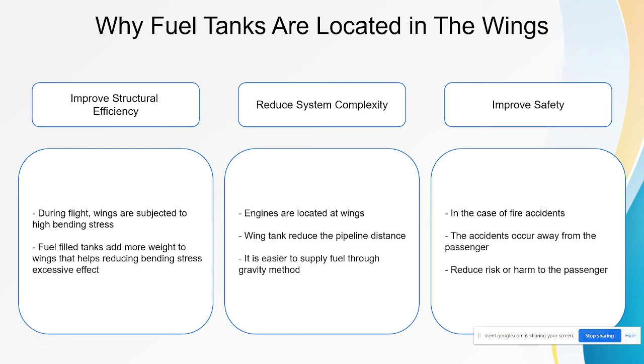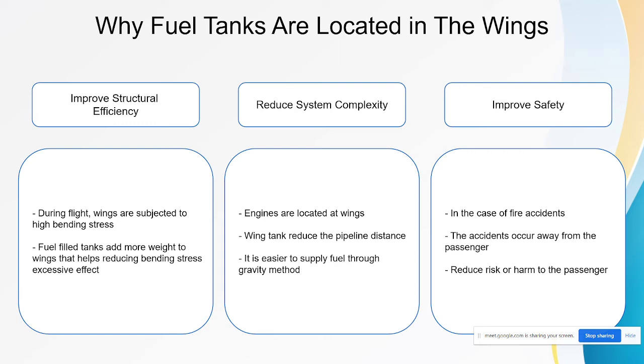Okay, second is to reduce the system complexity. As we all know, engines are located at the wings. So by placing the fuel tanks above the engine, the distance for fuel transferring can be lessened, and so does the length of the overall pipeline. Besides, it will also be much easier for gravity feed operation since engines are located under the wings.